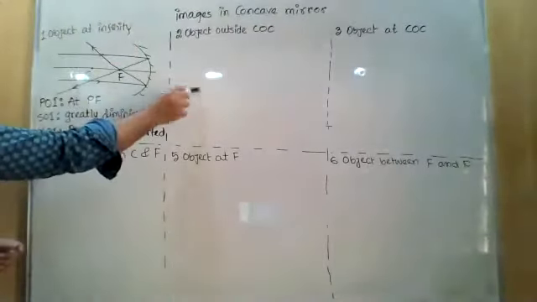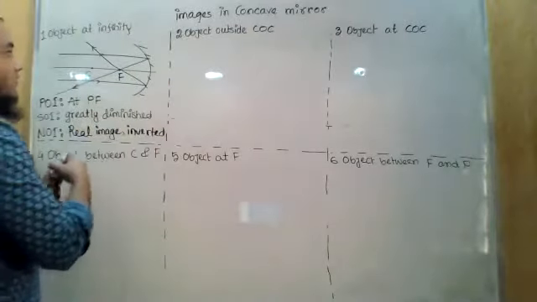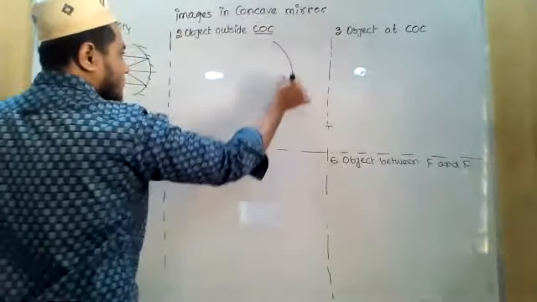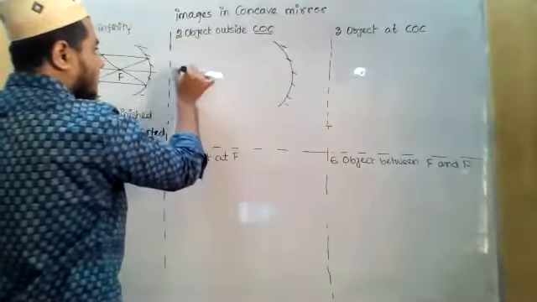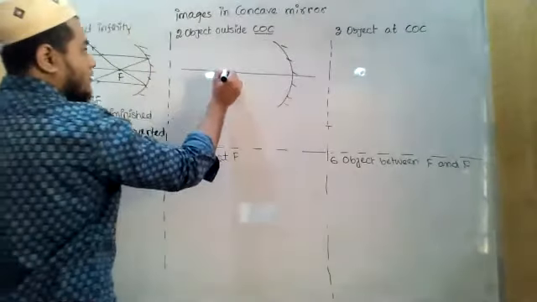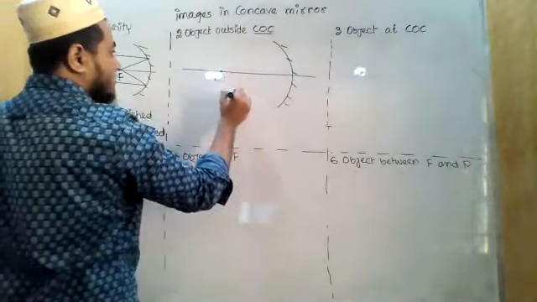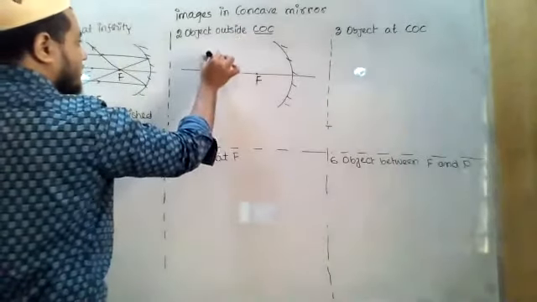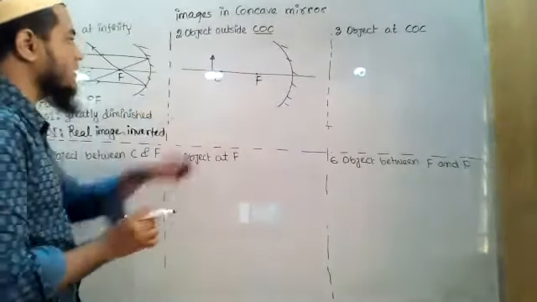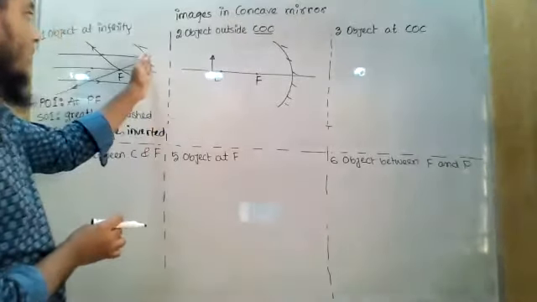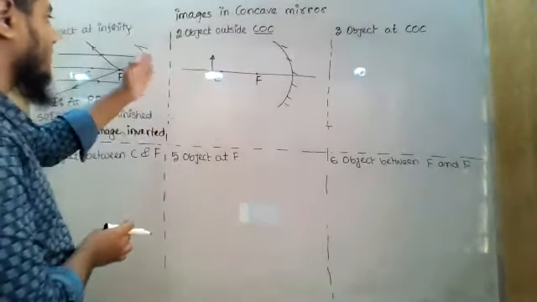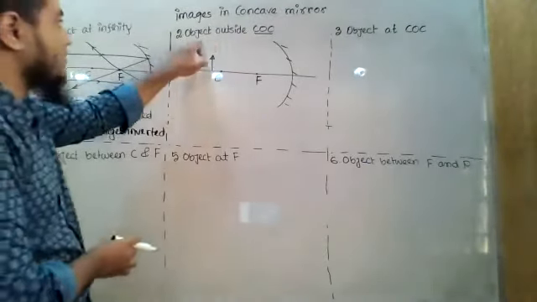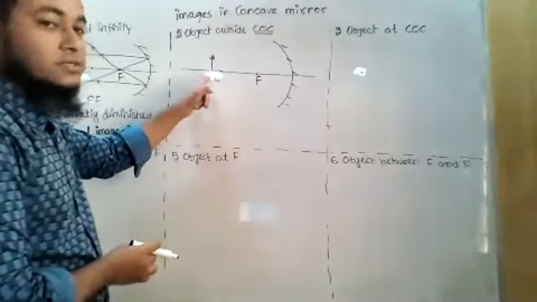Then let us move to the second one, the object outside center of curvature. COC means center of curvature. So this is our concave mirror. Let us say this is our center of curvature, and this is going to be the principal focus. Now the object has to be outside center of curvature. When I say outside, that means just outside the center of curvature, not very far. If you consider the object is far from center of curvature, then the case becomes just like object at infinity. So when I say the object is outside center of curvature, that means just outside center of curvature.